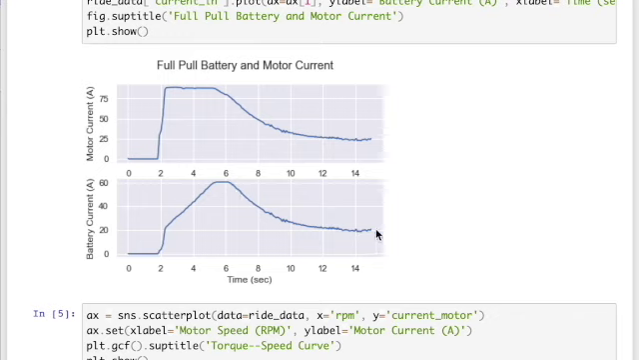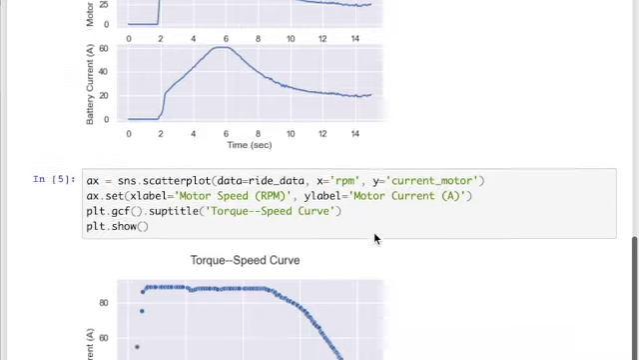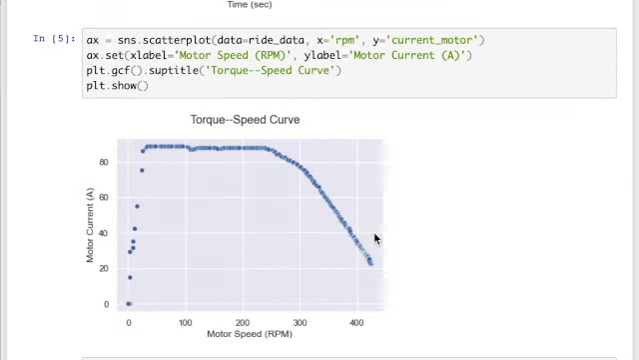The wind resistance increases at higher speeds, so it's probably counterintuitive that the currents are decreasing after a certain speed. If you're familiar with torque speed curves, you can create a similar graph by plotting the motor RPM on the x-axis and the motor current on the y-axis. Since the motor current and torque are proportional, this curve has the same shape as a torque speed curve. We see that up to about 250 RPM, the motor can produce full torque, but the torque reduces at higher RPM.